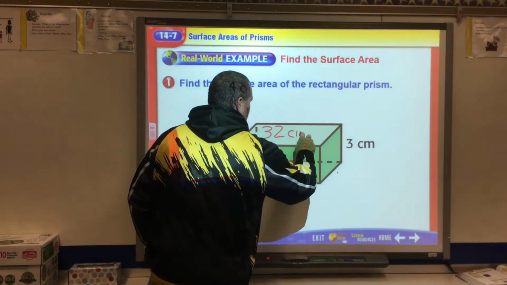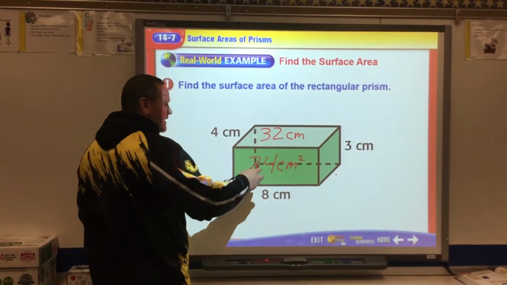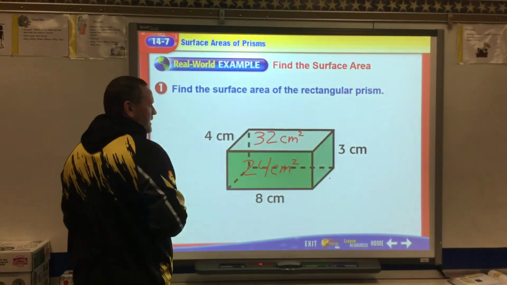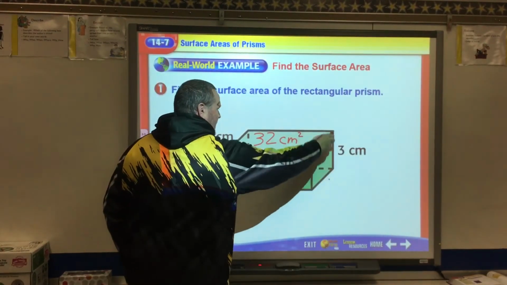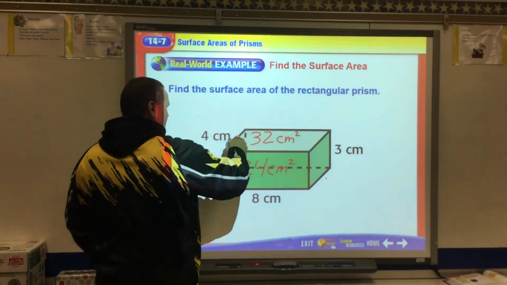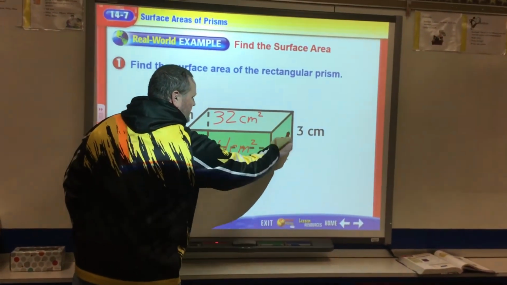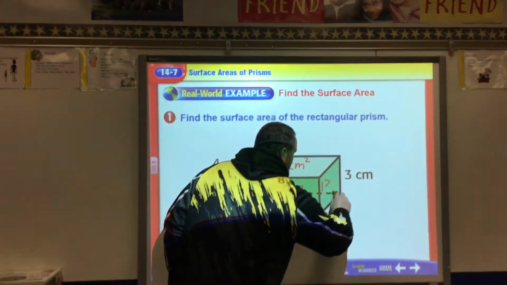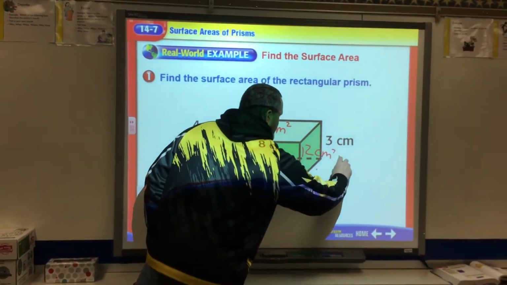32 centimeters. And again, I'm doing area, so it's squared. Okay. The last one I have to do, we have a height of 3, a base, again, all of those would be the same, so 4, 4, or 4. So 3 times 4? 12. And it's centimeters squared.